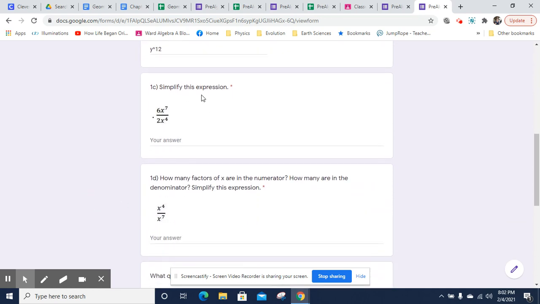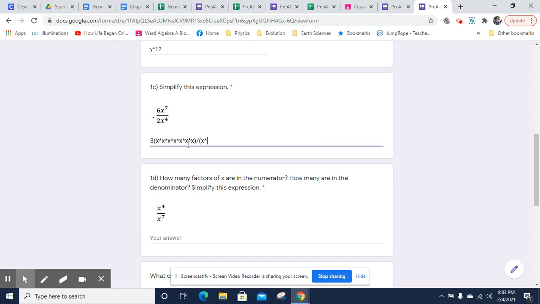Then simplify this expression, 6x to the 7th over 2x to the 4th. Well, the 6 over 2 is just going to become a 3. And then in the numerator we have 7 factors of x. So x times x times x times x times x times x times x. Did I get that right? 1, 2, 3, 4, 5, 6. I need one more, times x. And then I'm going to be dividing that by x.